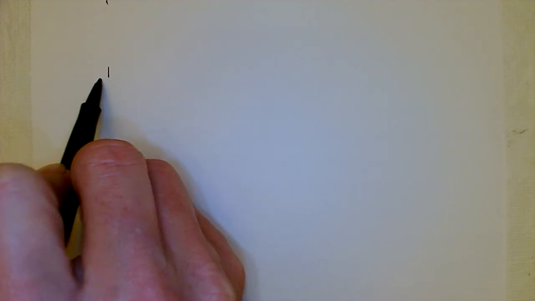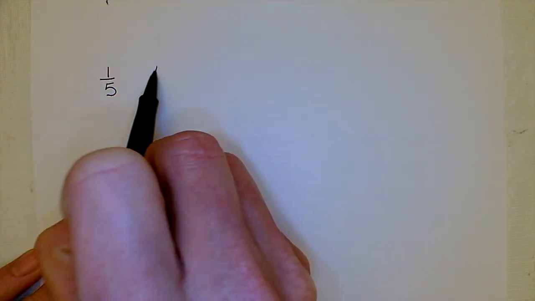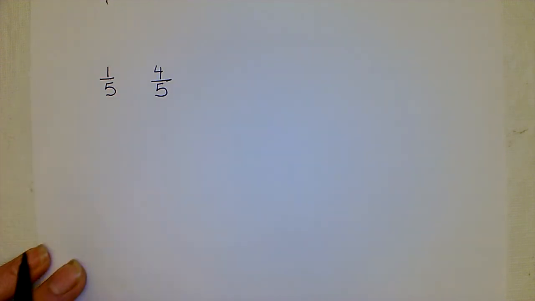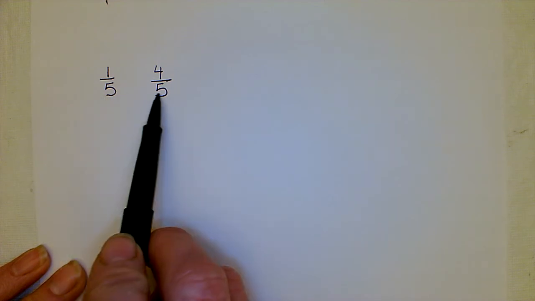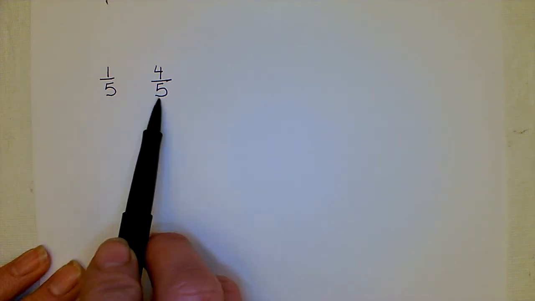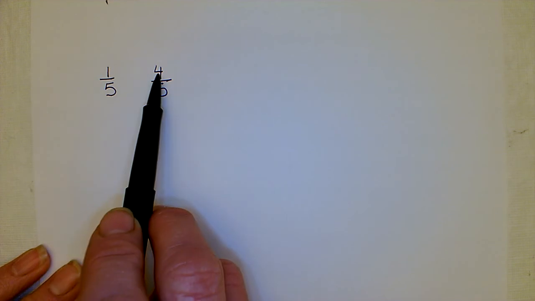Okay, so now let's talk about when our denominators are the same size. So let's say that I had 1/5 and 4/5. Well, here what you know is that my denominators are telling you that the sizes of my pieces are exactly the same thing. And here I have 1 of them, and there I have 4 of them.